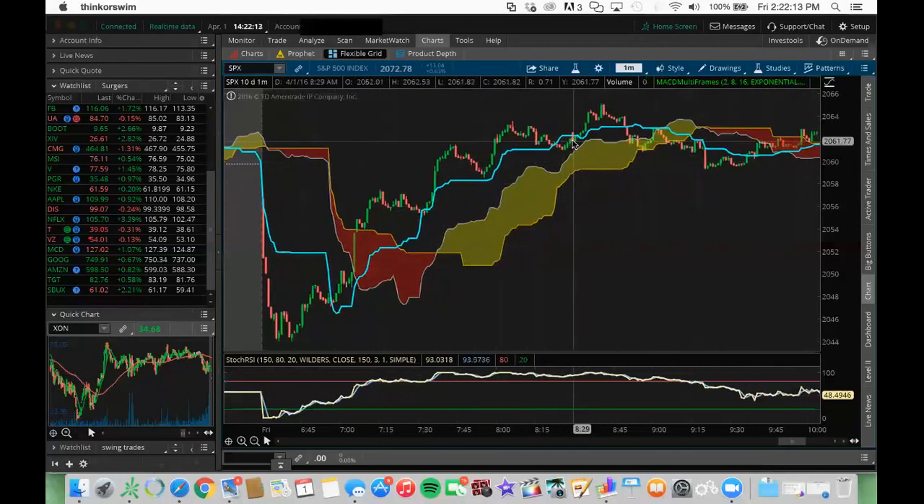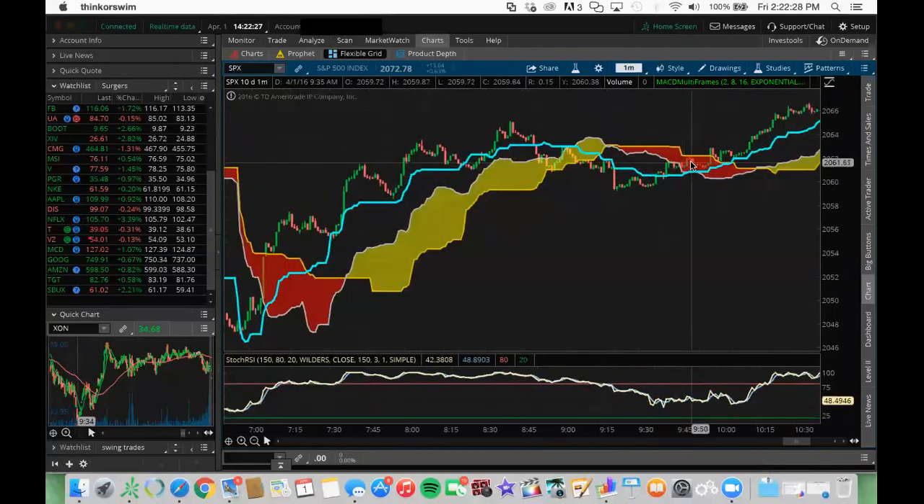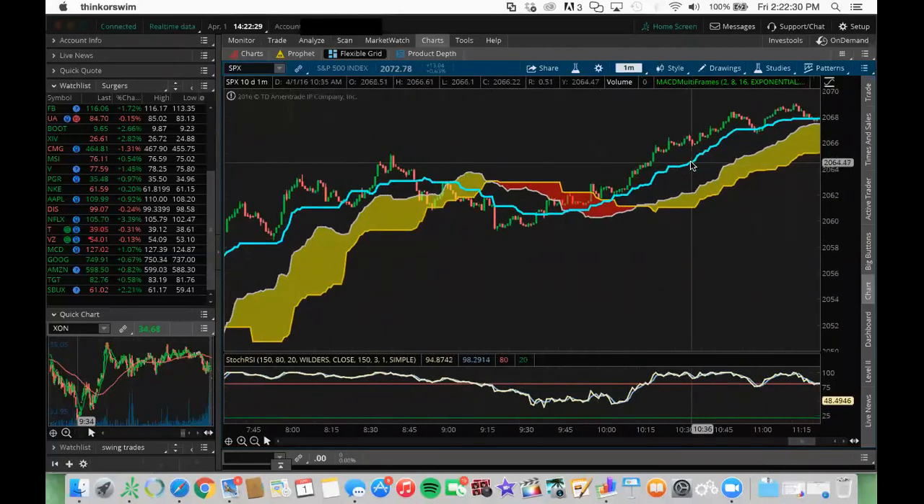Most likely you'd be exiting up here, not all the way up at the top. Because you come into this cloud, it'd be bouncing around, bouncing off your support, getting rejected at the resistance, and then breaking the support. You'd exit here. And then if you wanted to re-enter, you'd play it the exact same way. You'd be exiting here, it'd be dropping, and then break into the cloud, break up here.